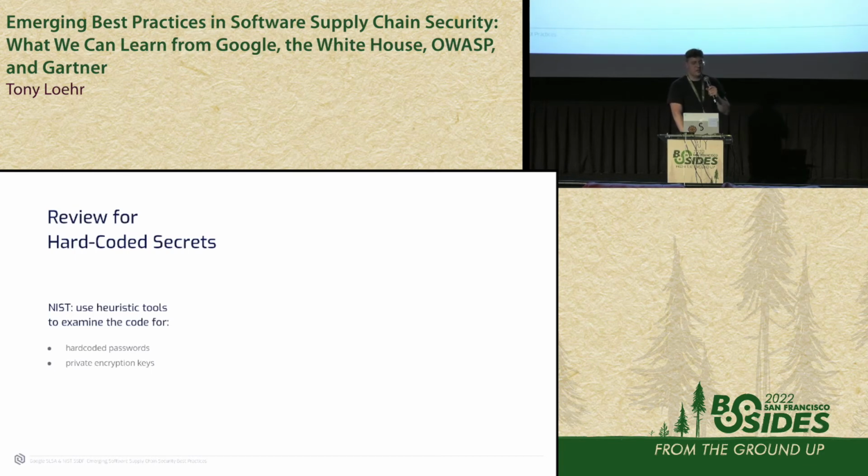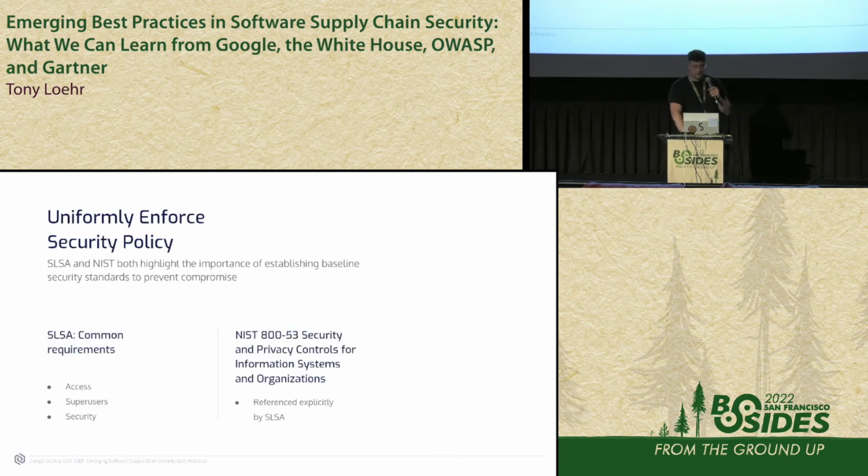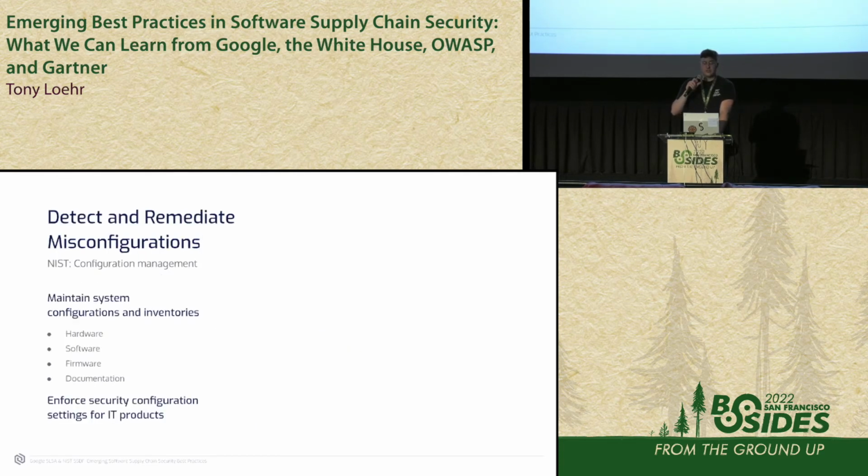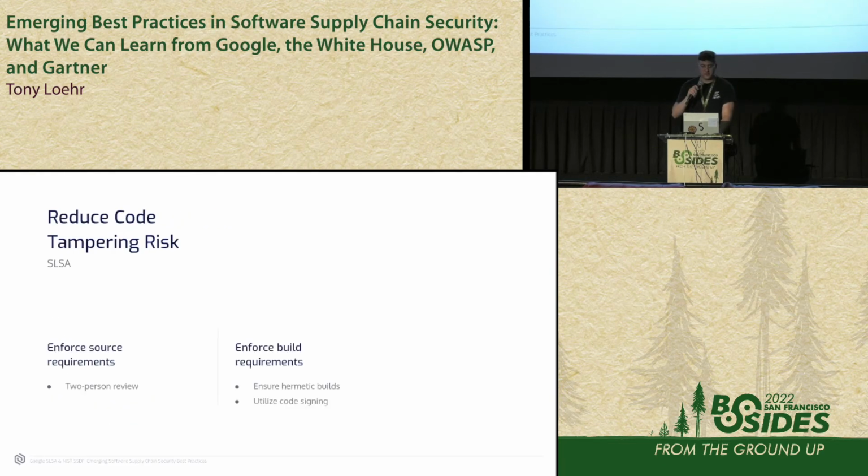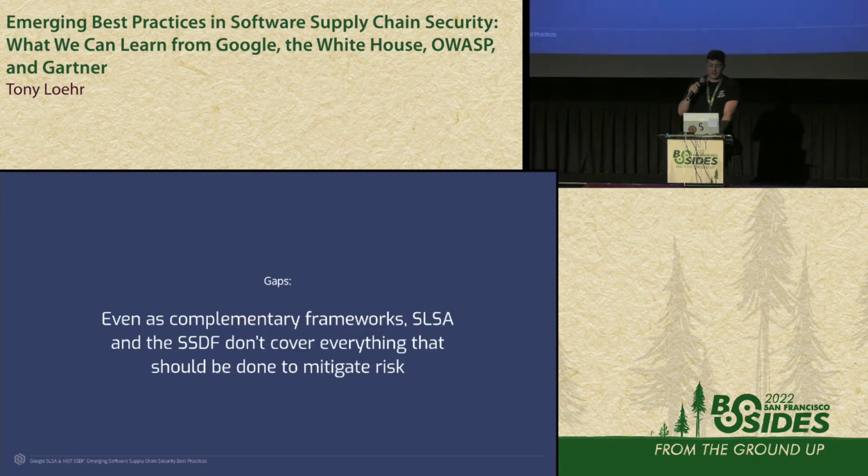They also both have concepts of tiers versus levels, with higher levels and tiers corresponding to higher guarantees of security. NIST recommends a review for hard-coded secrets. Both of them require utilizing and enforcing security policy consistently. In other words, having strong governance of your security policy. They also suggest to detect and remediate misconfigurations as they're occurring. For example, configuration drift for those of you who use Terraform in your environments. And additionally, reducing code tampering risk, which entails requiring a two-person review, using hermetic builds, and utilizing code signing.